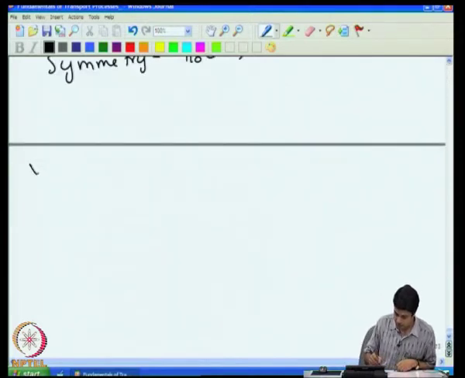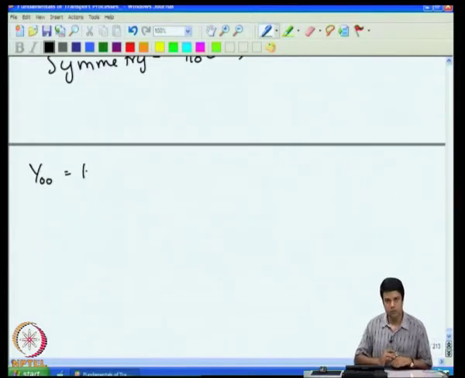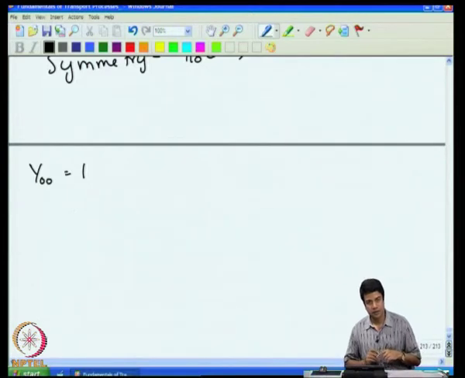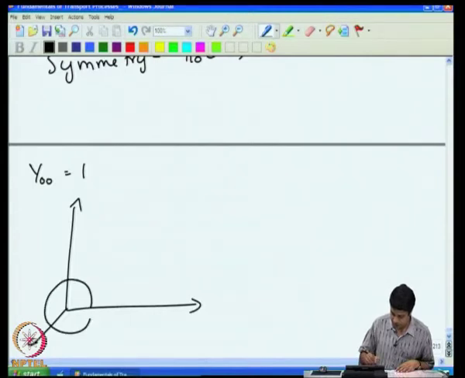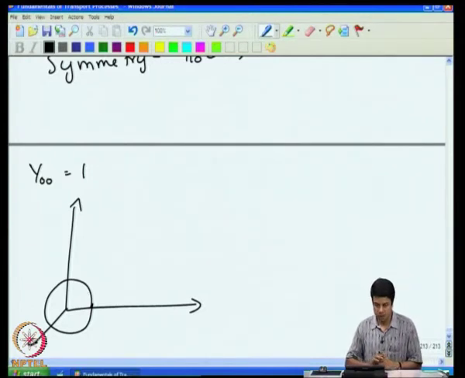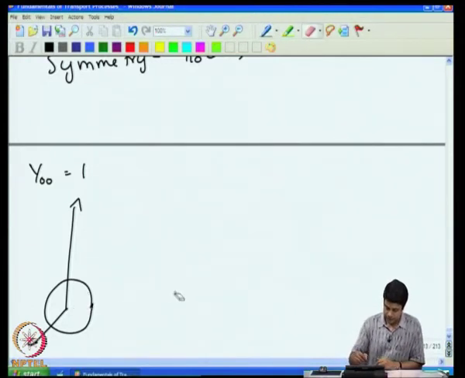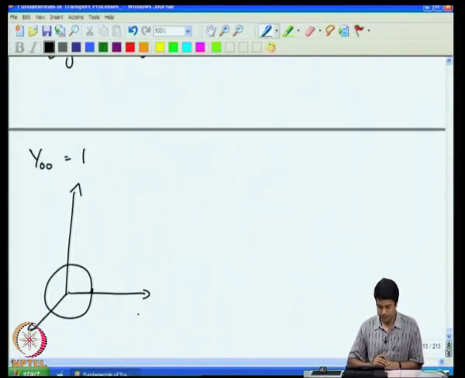So, let us look at y00. This is just equal to 1. This is a spherical harmonic function which does not depend upon theta or phi. That means that surfaces of constant value of this are spherical shells. So, surfaces of constant value which have the 0 symmetry are basically spherical shells.